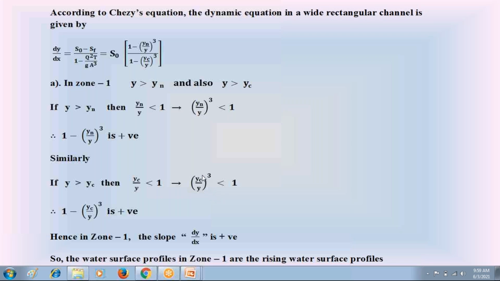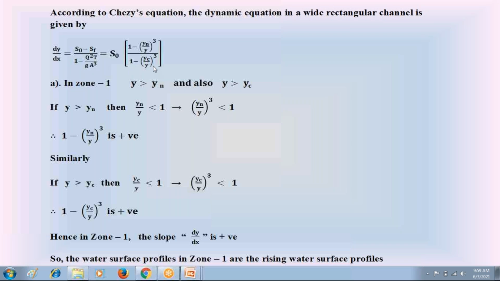So check this carefully. yc by y whole cube is also less than 1. Since yc by y whole cube is less than 1, 1 minus yc by y whole cube is positive. So in this equation, the denominator is also positive.